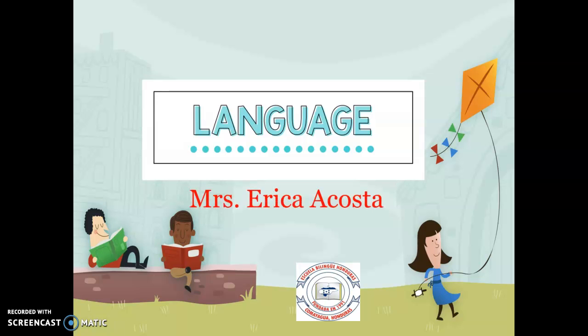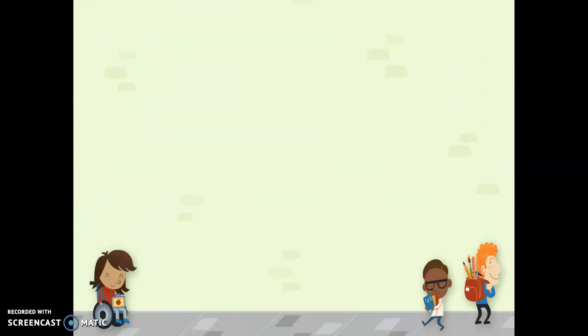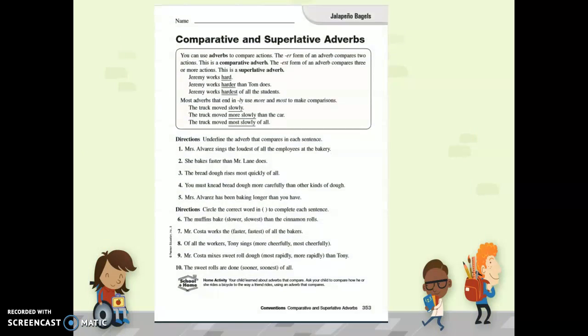Please open your readers and writers notebook to page 353. Comparative and superlative adverbs. Let's read.